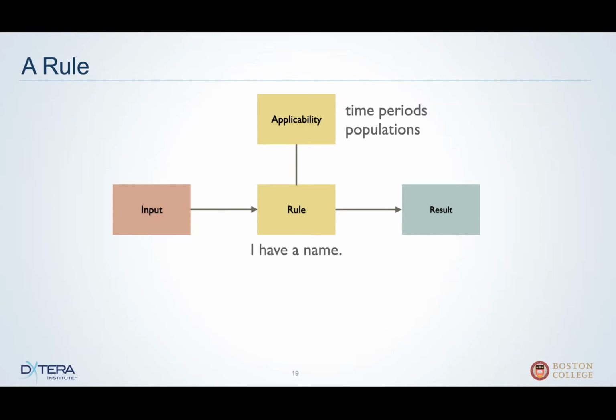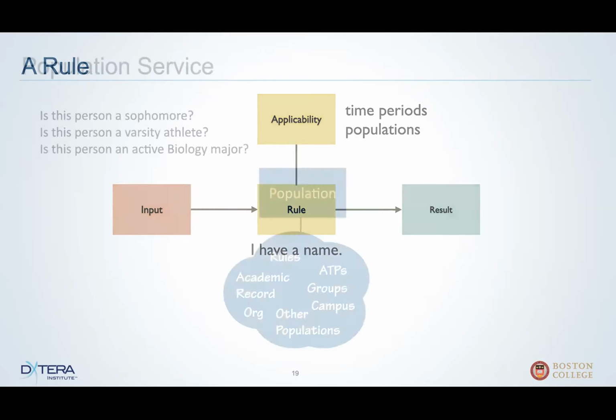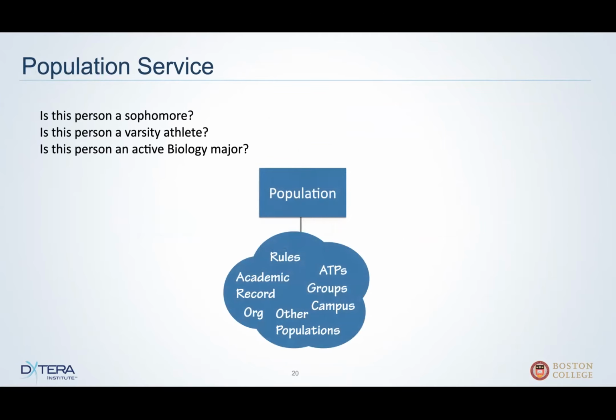I would say 4 times out of 5, those applicability rules tend to vary by time period and population of people, or set of people. So let's talk about populations. Population is an entity. It's defined in the population service, and its primary job, it does a few other things, but its primary job is to ask the question, is this person ID a member of such and such population? Yes or no. How that population is implemented, well, that's variable.